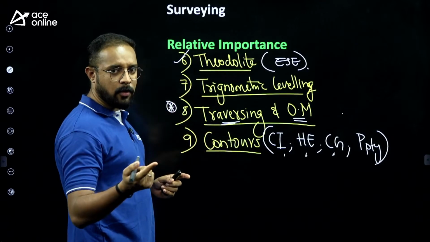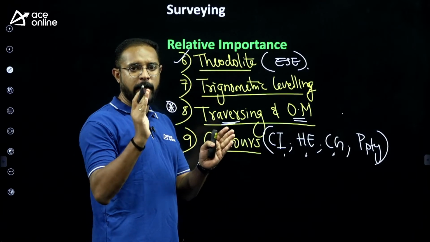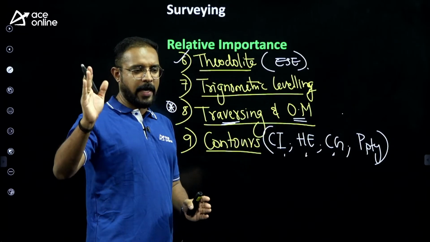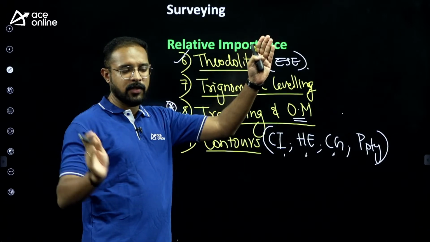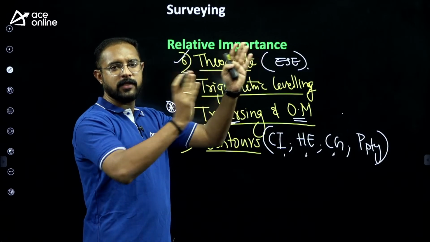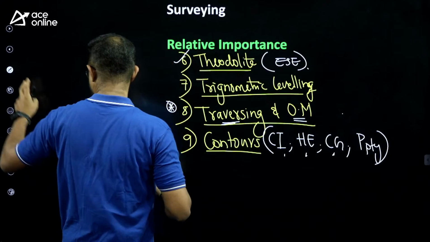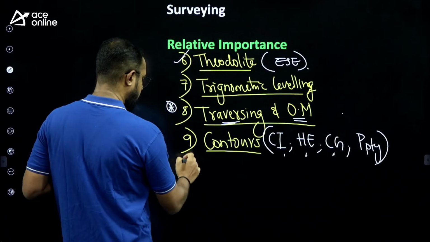They've asked one numerical question about finding the position of a particular reduced level in between two given reduced levels. Right, if A has this elevation, B has this elevation, where will be the position of this elevation in between A and B? Basic interpolation only is required. Yes. Next, we'll talk about the 10th chapter here.